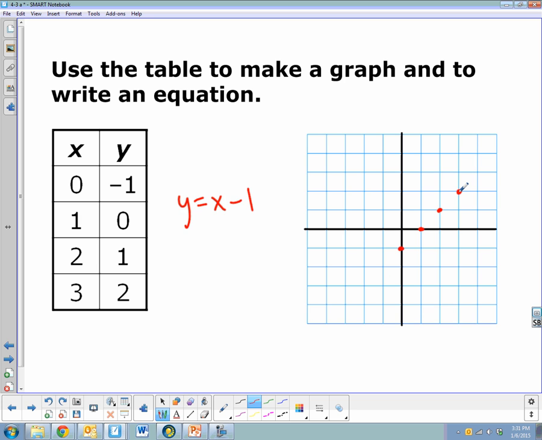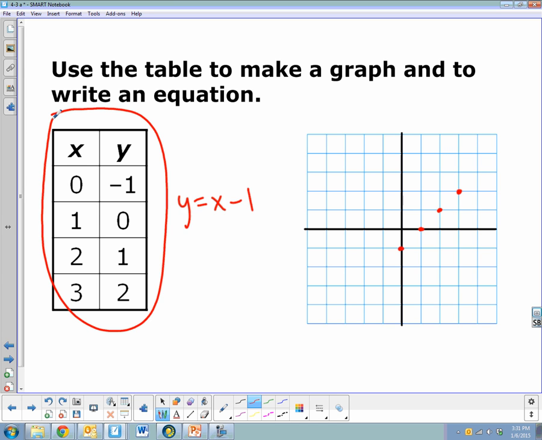Now, if we didn't have an equation, we would have to leave it there, because we don't know if things come in between. It would be discrete. If we just had the table and we were just plotting those points, it would have to be a discrete graph, because we only know those points.